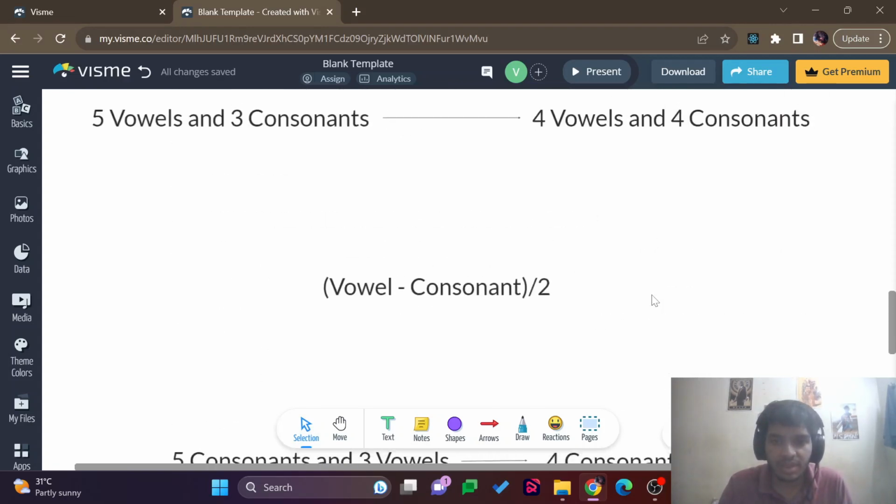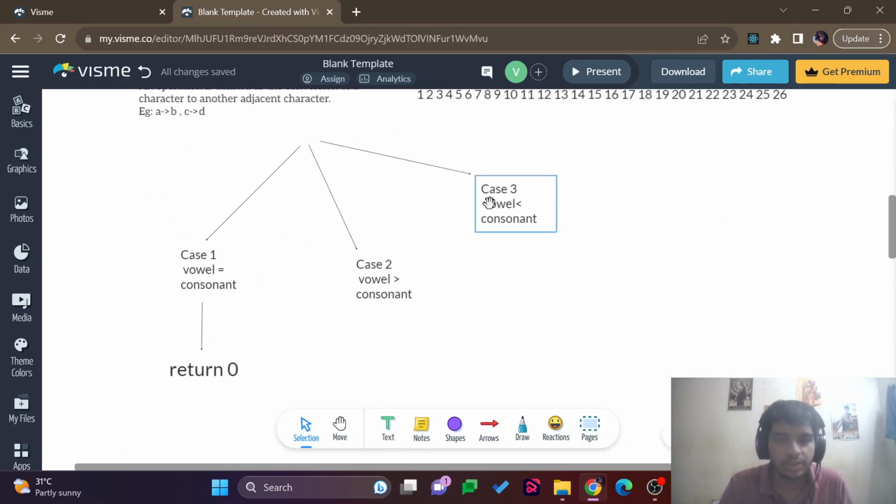So as we can see here, we have got case 1, case 2, case 3. We have written 0 for this. We return vowel minus consonant by 2 for this, and we find the number of conversions in case 3, and then the number of operations for each consonant, and then sort them in a list or in a vector, and then we return the first x values of the vector, where x is the number of conversions to be done.